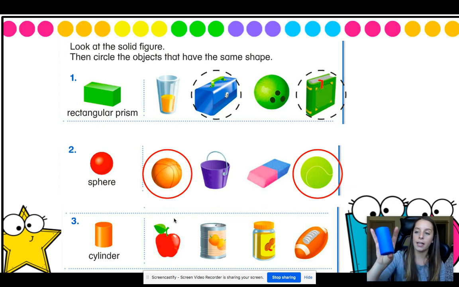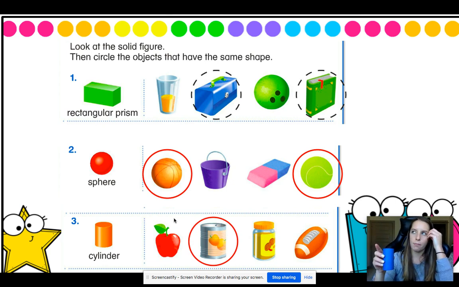So a cylinder, again, is made up of some circles as well as curved edges so it can roll. Let's go through our pictures. Does an apple have this same shape of a cylinder? I don't think so. I think an apple is its own shape. How about the can of peaches that we see there? Does a can of peaches have the same shape as a cylinder? Yes, it does.